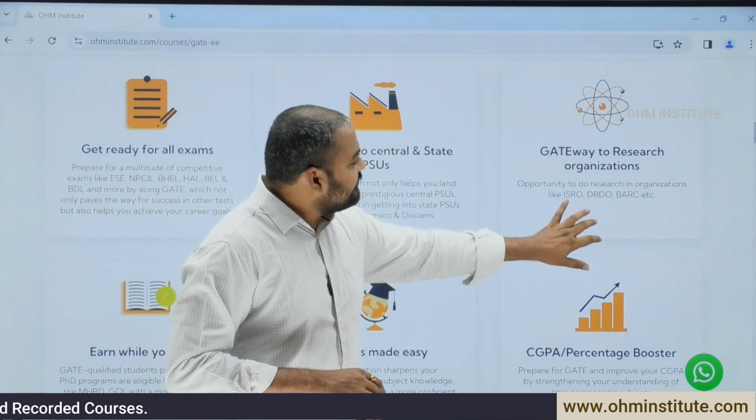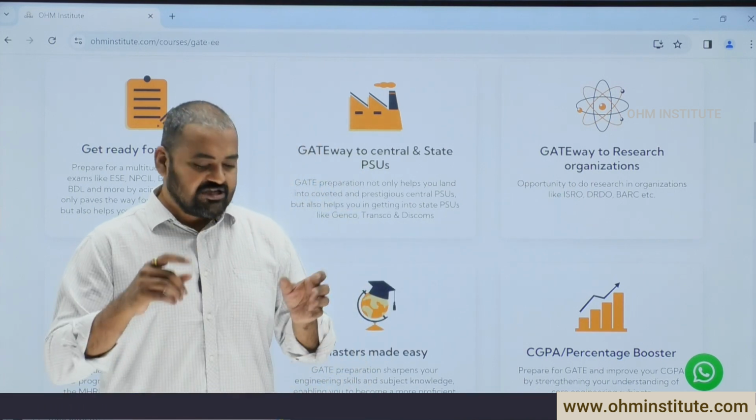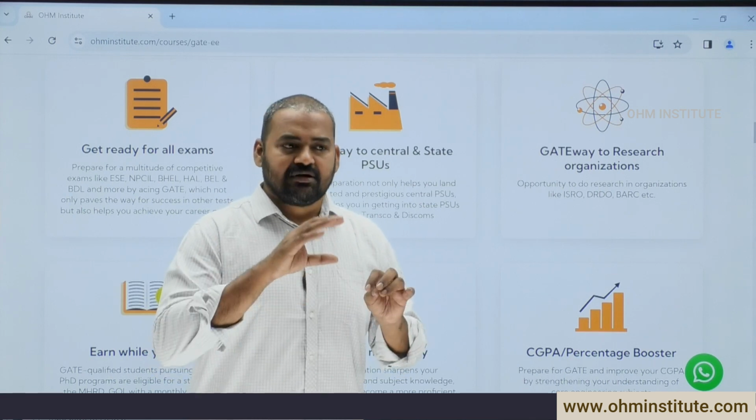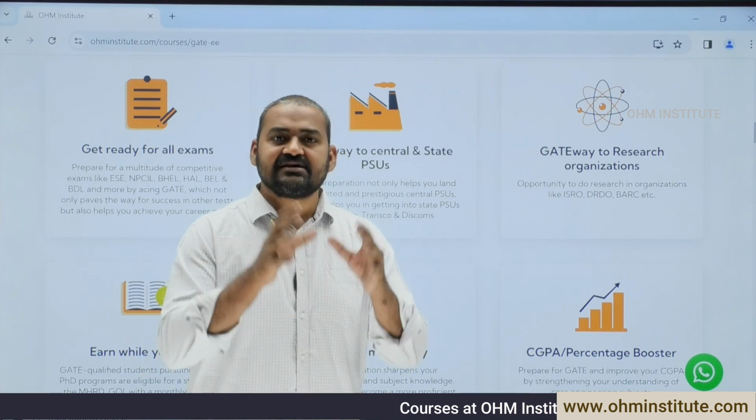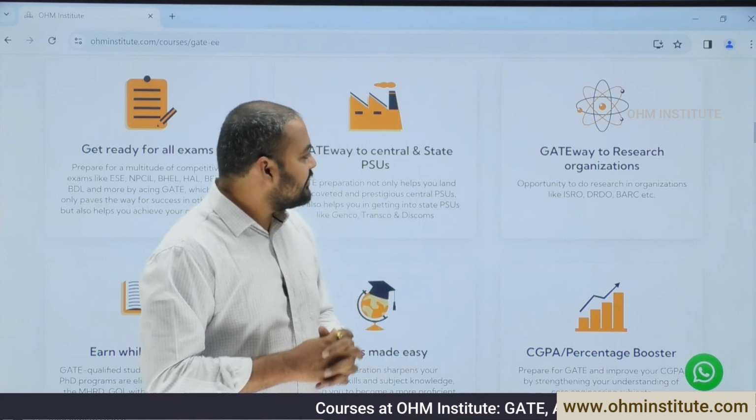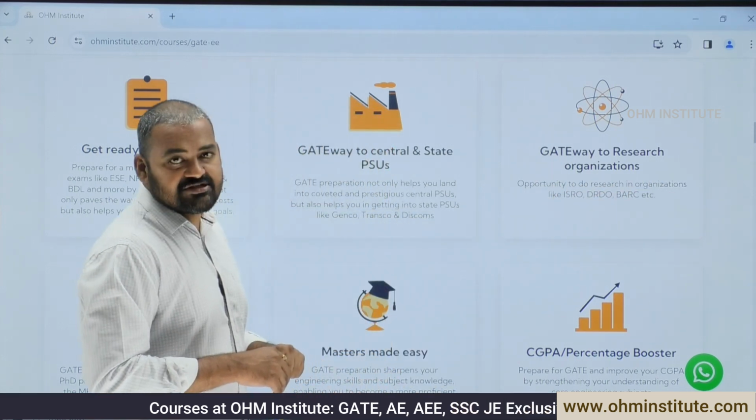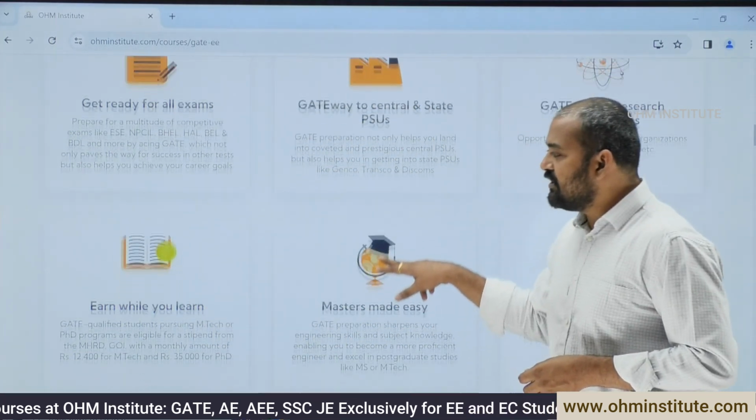And it is also a gateway to research organizations. There are many research organizations in our country, especially BARC, ISRO, DRDO, ICMR, CSIR. There are many research organizations where you can find yourself as a scientific officer. That is where GATE preparation can help you. All right, so you can choose research organizations also by preparing for GATE examination.